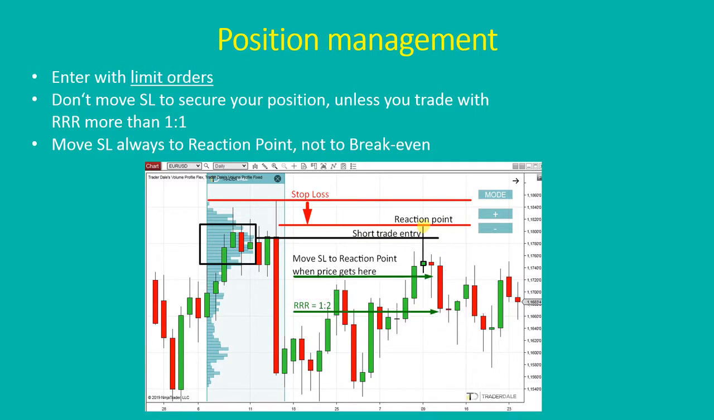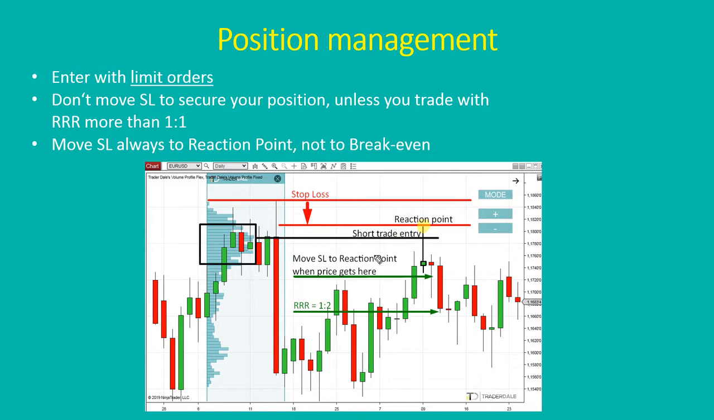And what I suggest is that you move your stop loss to the reaction point. The reaction point is where the price actually turned. So it's not the trade entry, which is in here. This is where you entered the trade, but it is where the price turned. It is in here. This is where the price turned and where the sell started. This is the highest point the price went, right? This is the reaction point. This is where you want to move your stop loss to secure your position. The price should not go past this reaction point. If it hits it, you should quit the trade.